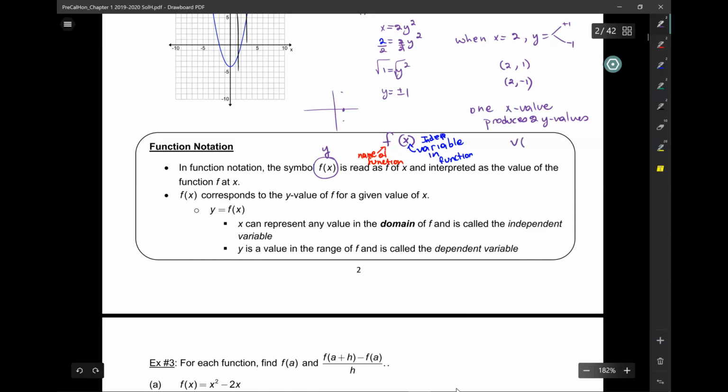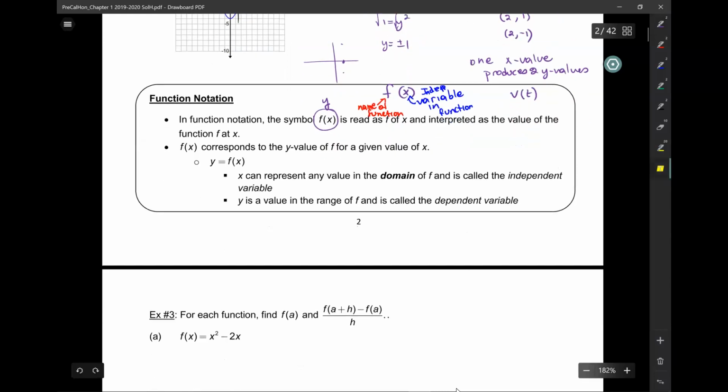I can have v of t, and what's the name of the function? V, and the variable used in the function, t. Okay, so f of x, remember this, is the y value. X is any value in the domain, and it's the independent variable. Y is the values in the range, and it's the dependent variable.